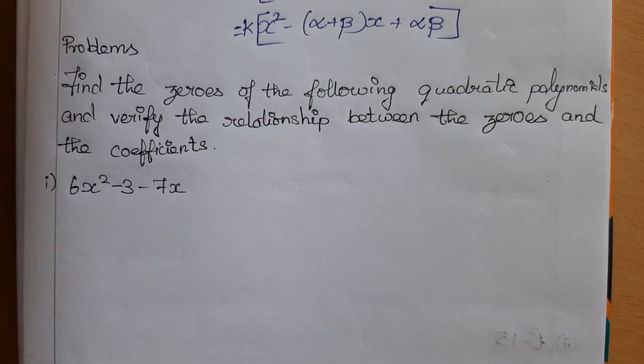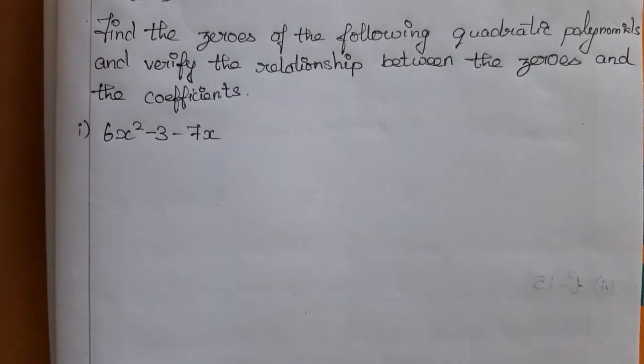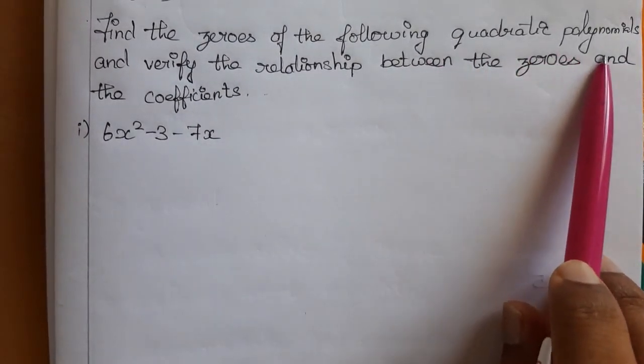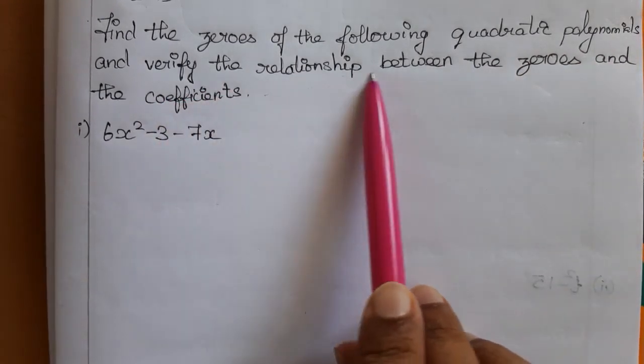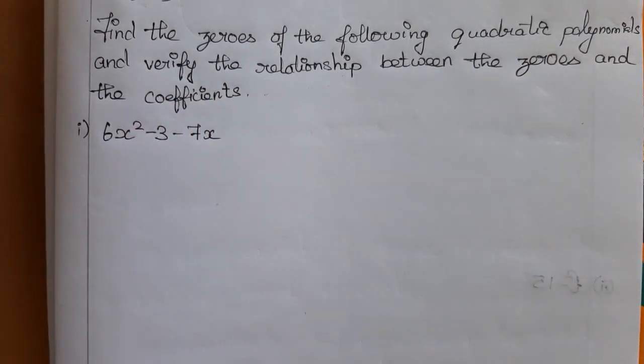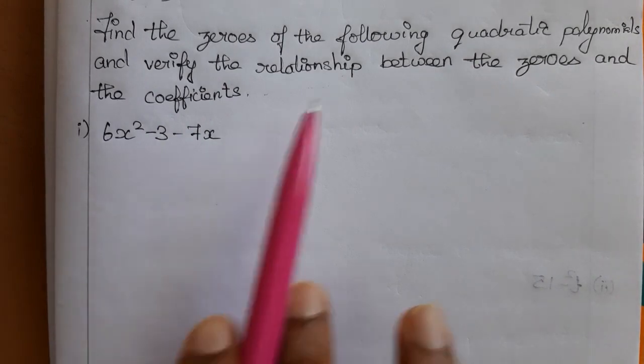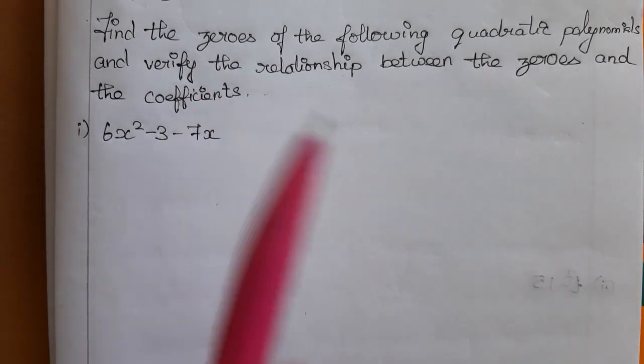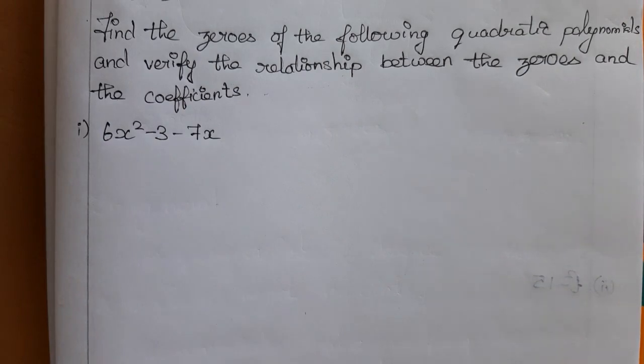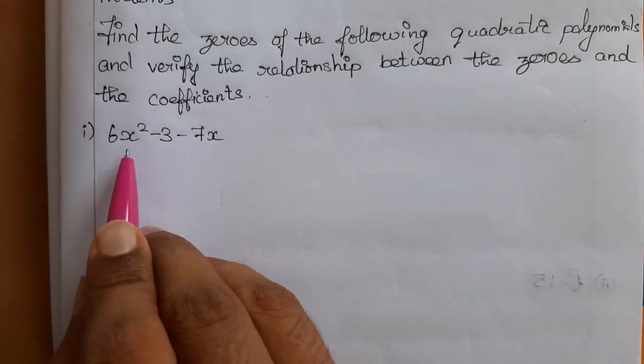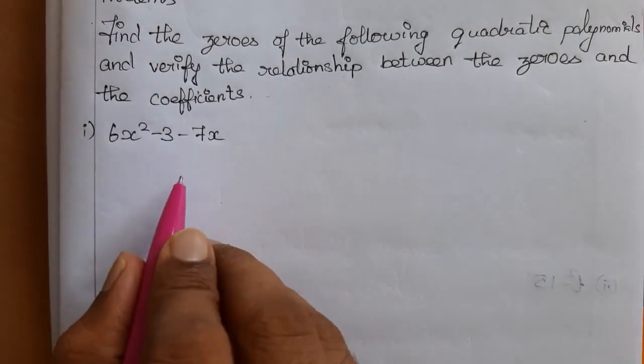Here we go for the problems. Find the zeros of the following quadratic polynomials and verify the relationship between the zeros and the coefficients. So we have to find the zeros of the given expressions and verify the relations between zeros and coefficients. We already saw the relation: alpha plus beta is equal to minus b by a, alpha into beta is equal to c by a. We have to verify whether it is satisfying or not. So to find the zeros, the expression must be equal to 0, right?